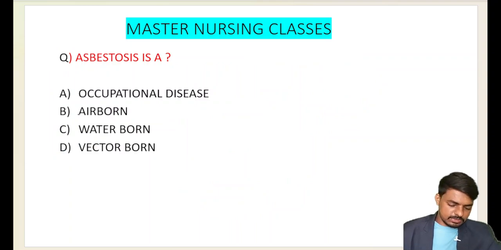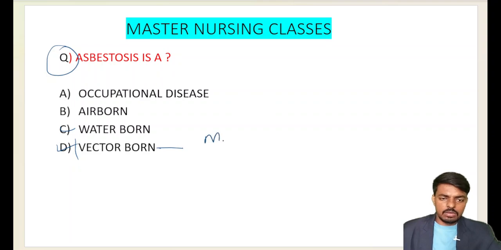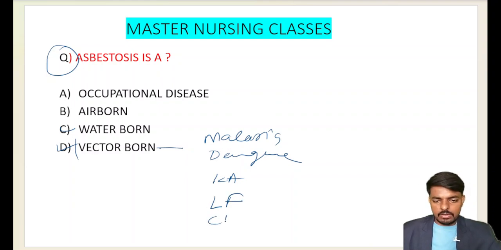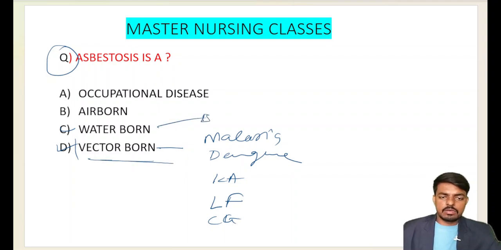What is asbestosis? Is this an occupational disease? Is this airborne, waterborne, or vector-borne? No, it's not vector-borne. In vector-borne disease, we have malaria, dengue, kala-azar, lymphatic filariasis, and chikungunya. These are all vector-borne diseases. For waterborne disease, we have typhoid and other GI-related diseases, and for airborne diseases we have measles, mumps, and so on. So asbestosis is an occupational health disease.